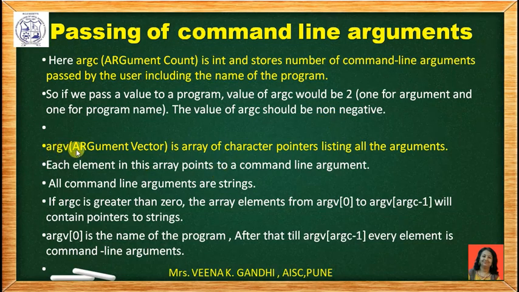Next is argv, the argument vector. It's the array of character pointers which stores all the arguments. Each element in this array points to a command line argument, and all these command line arguments are of string type. If argc is greater than 0, it means the array elements from argv[0] to argv[argc-1] will contain pointers to strings. Argv[0] is always the name of the program, and after that till argv[argc-1], every element is a command line argument.